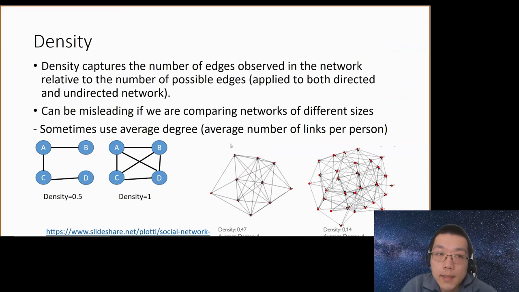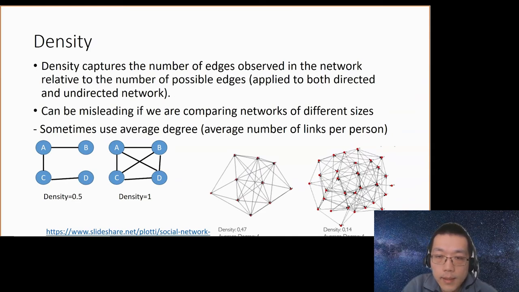One note is that density can be very misleading if we're comparing networks of different sizes. If you look at the two networks on the right here, while the average degree, or the average number of links per person, is 4 in both networks, the density of the first network is actually much higher than the density of the second network.